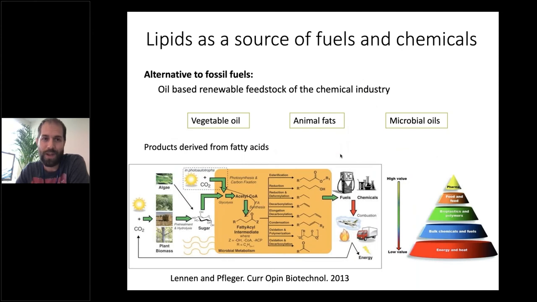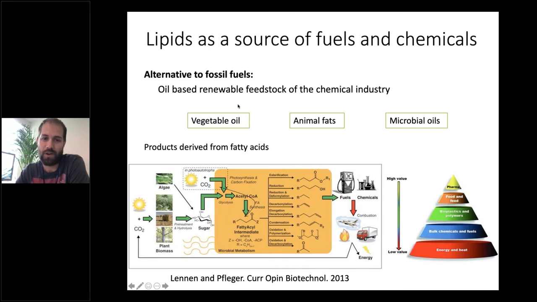So one way to get around fossil fuels is using lipids. Luckily, lipids can be converted into a variety of end products, like pharmaceuticals, food, bioplastics, chemicals, and fuels. This can be either biologically catalyzed or chemically catalyzed, starting from fatty acids. We can find these fatty acids in vegetable oils, animal fats, but also in microbial oils. And this is what we are going to focus on today.